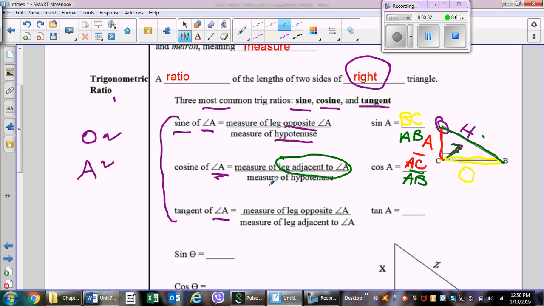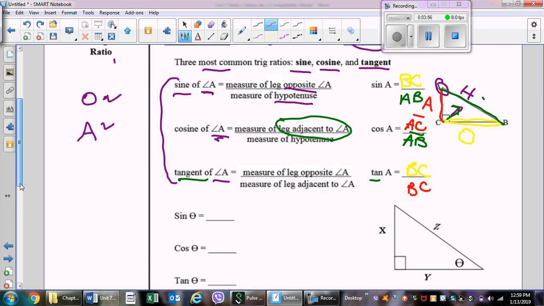Okay? And then tangent, for short you call it tan, is the measure of the leg opposite to A. Remember, opposite is the yellow one, which is BC, over the adjacent, which is the red one, which is AC. Okay? That's what you guys have to remember.